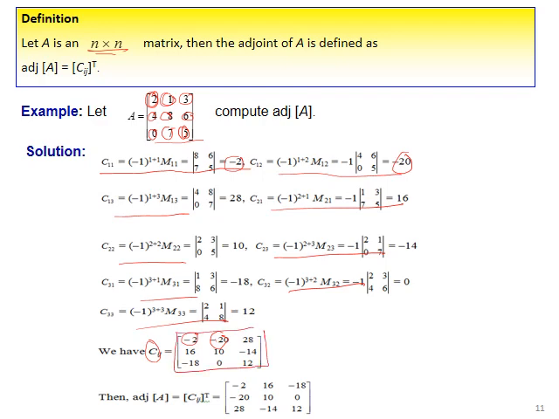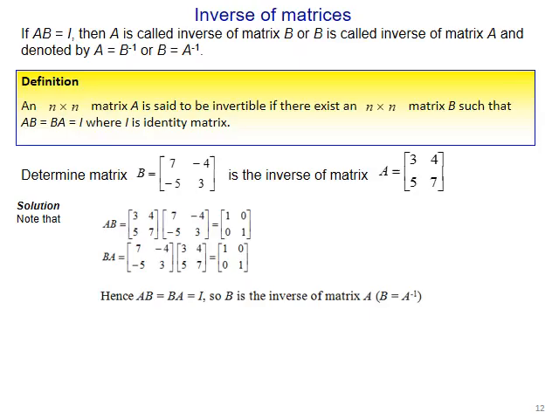Then I will do the transpose. We know how to do the transpose. This row will become the first column, this row will become the second column, this row will become the third column. Now what I did, I got a new matrix, I call it the adjoint matrix. I will need it later on.